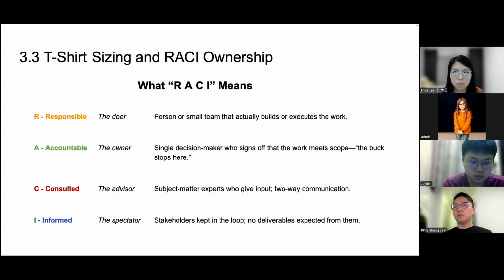And A stands for accountable. I must say, these are the people who may not do the actual work, but they are the people who answer if something goes wrong. And here, a good example will be the engineering managers for these developers, or the project manager, for example.